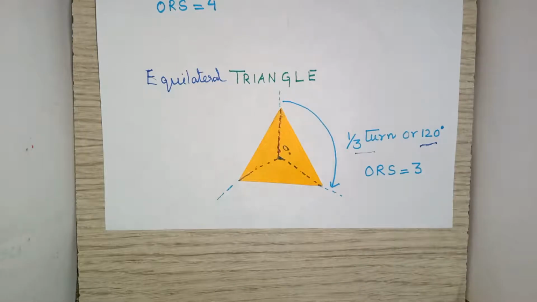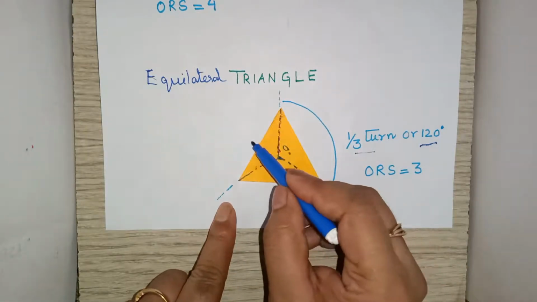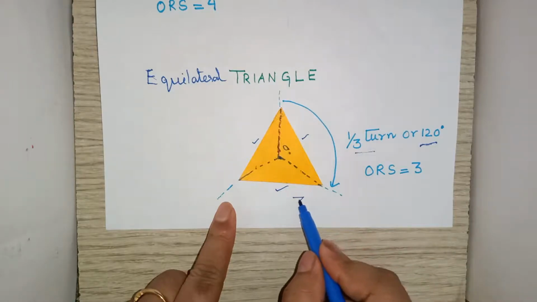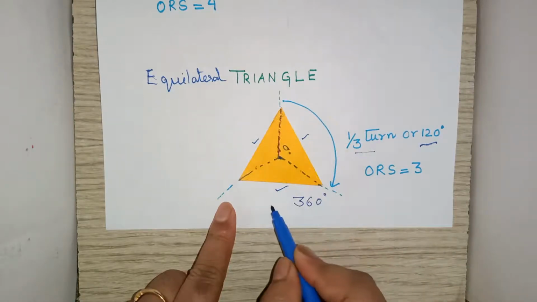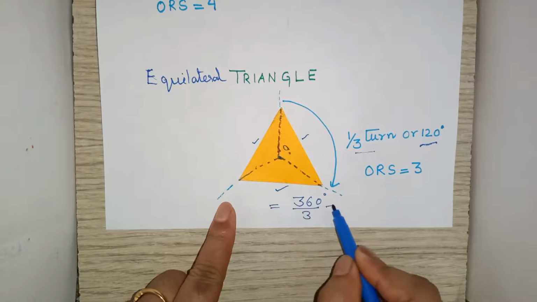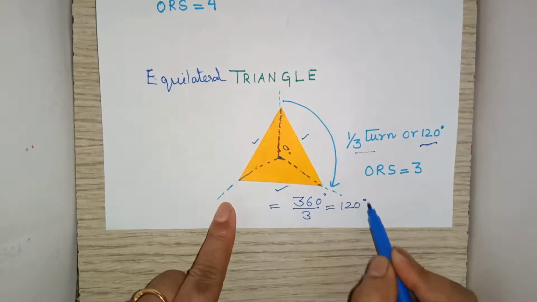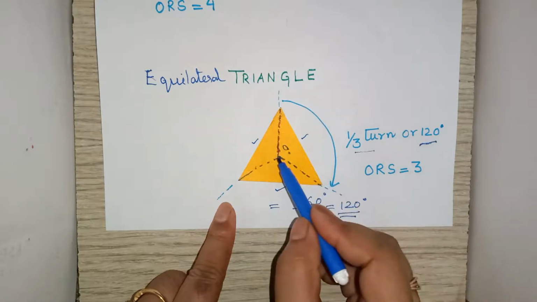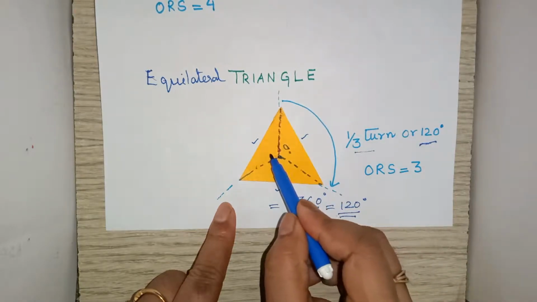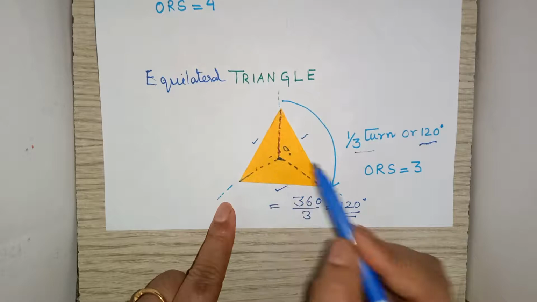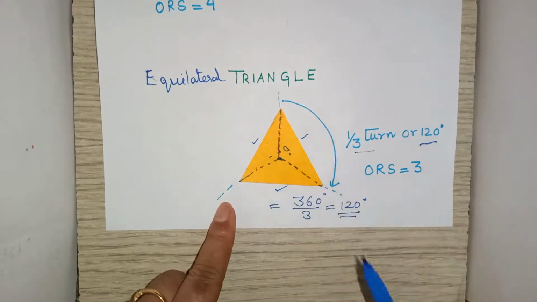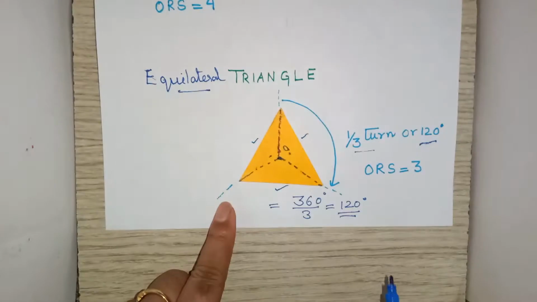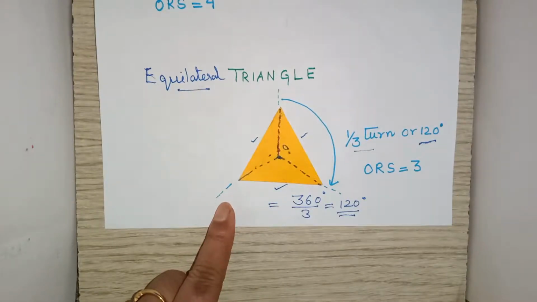Now children, in this case, as you all know, it has 3 equal sides, 1 2 3, and in one complete rotation there are 360 degrees. So we will divide it by 3 and we will get 120 degrees as the answer. So children, after rotating it by 120 degrees from its original position, that is 0 degrees, you will get its original shape. Note here I am talking about an equilateral triangle. An equilateral triangle is a regular polygon.